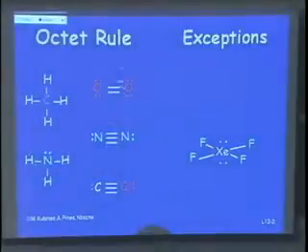Now with oxygen, O2, it's a double bond. 2, 4, 6, 8. Double bond, right? It's a stronger bond. With nitrogen, N2, it's even a triple bond. 2, 4, 6, 8. Okay, both have the octet.